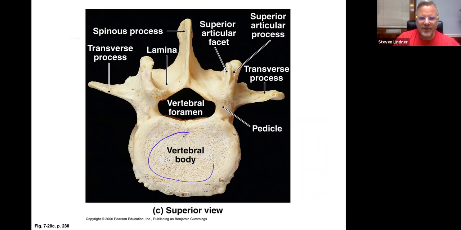Bird's eye view: vertebral body, vertebral foramen, 2 TPs, transverse processes, 1 spinous process. Remember, the laminas come together to form that. Here's the superior articulating facet sitting on the superior articulating process.